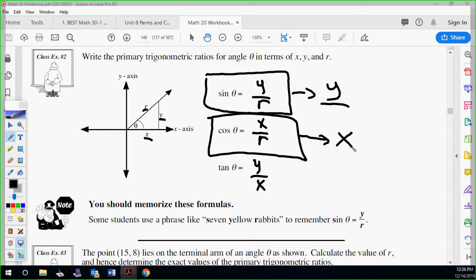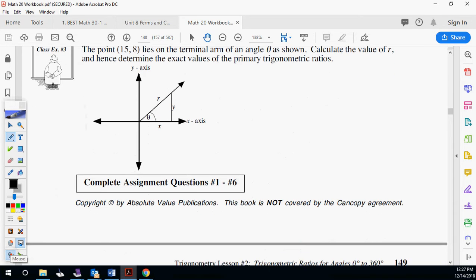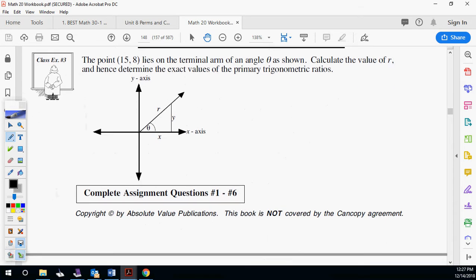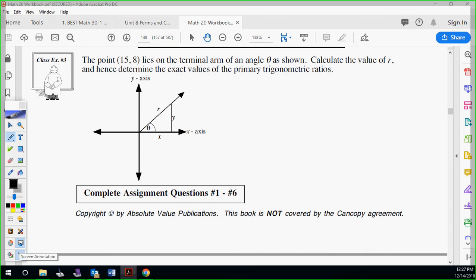Okay. Let's look at this one. All right, the point (15, 8) lies on the terminal arm of theta as shown. Calculate the value of r. Hence, determine the exact values of the primary trig ratios. Okay, so this is 15, this is 8. So we want to go 15 squared plus 8 squared to get our r squared. 289. Right, so r is 17.